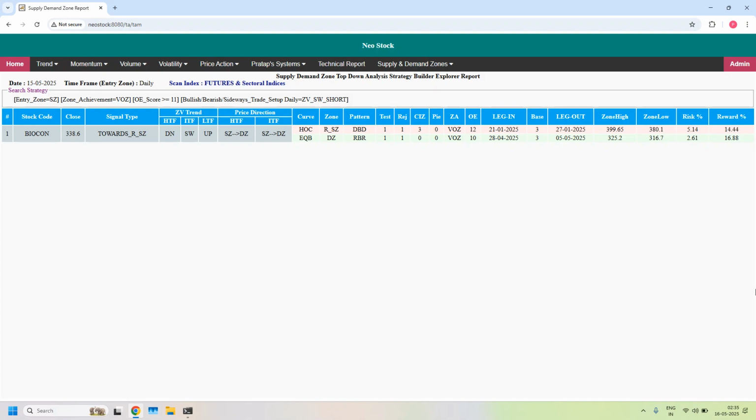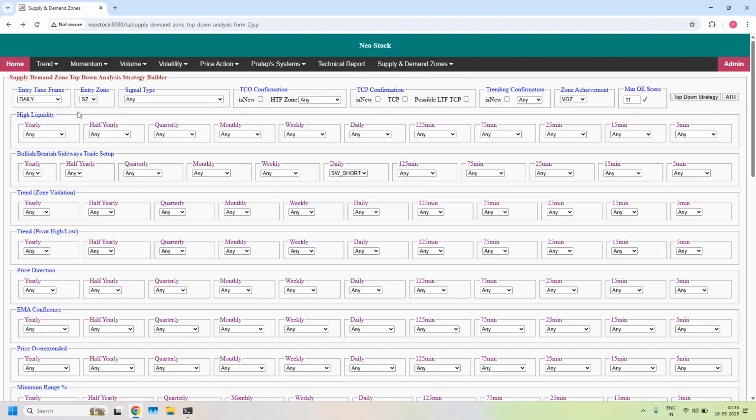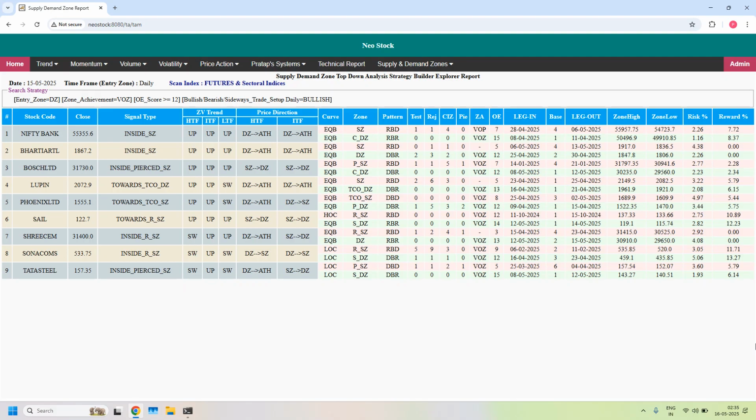Next, monthly income trade bullish trade setup. Entry zone I am changing to demand zone, and daily I am selecting bullish, and minimum order enhance score should be 12 for bullish or bearish. Now both these filters are applied to daily demand zone. We got 9 stocks. Bullish trade setup for monthly income trade, and entry time frame zones are daily demand zones.